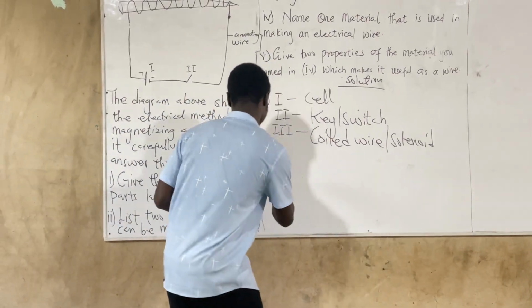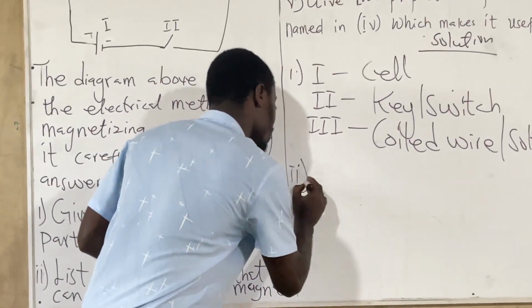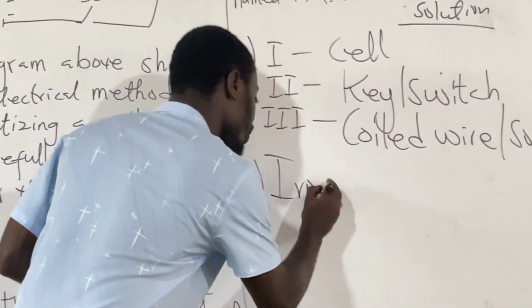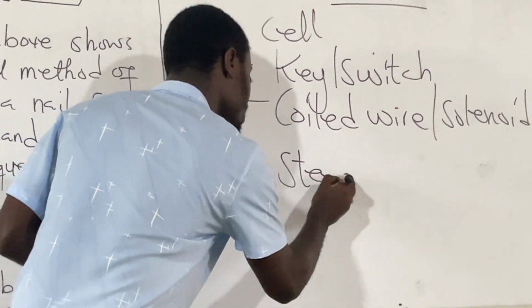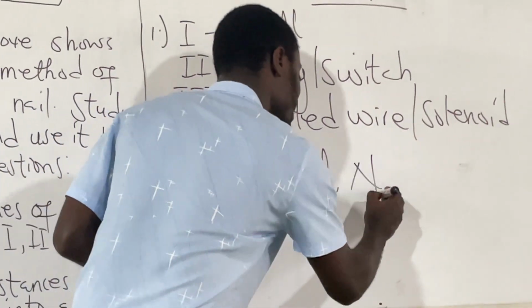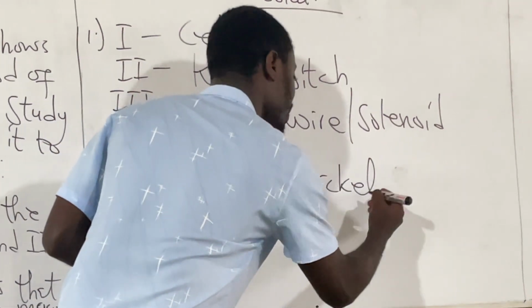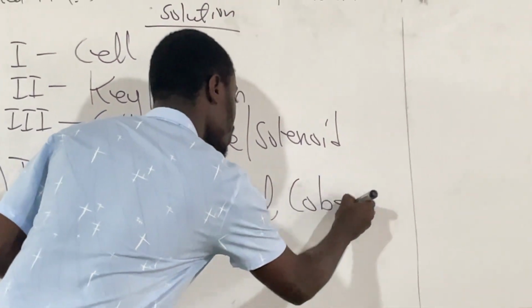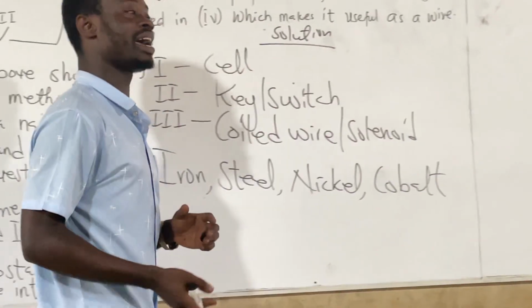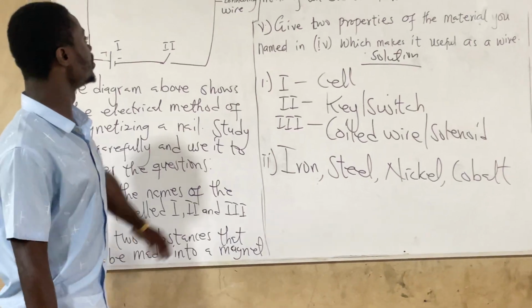So let's write it down. For II, we can get iron, steel, nickel, cobalt, etc. Okay, let's continue.